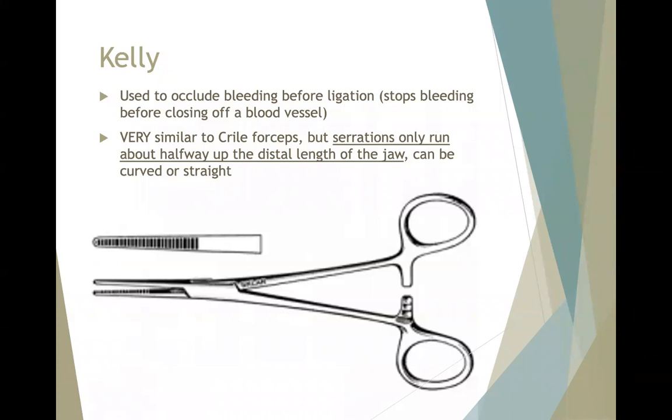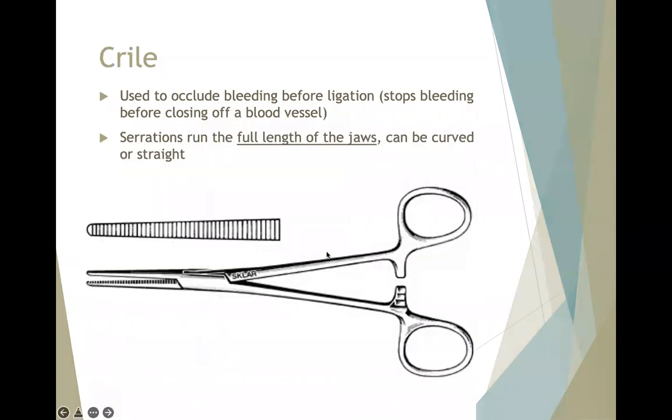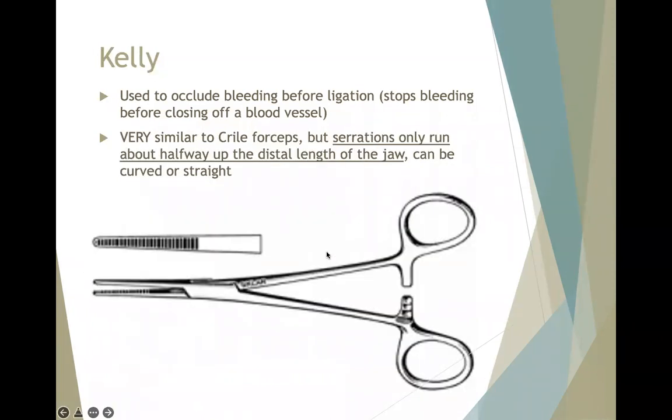And we'll use Kelly's if we're operating on smaller patients. The rule of thumb is to use the smallest tools possible. We don't want to be using huge tools if we don't need to. So for smaller vessels, we don't need serrations going all the way up the jaw like these cryos. We can go with a Kelly instead. It's also preference. Some veterinarians will prefer Kelly's over cryos or vice versa.